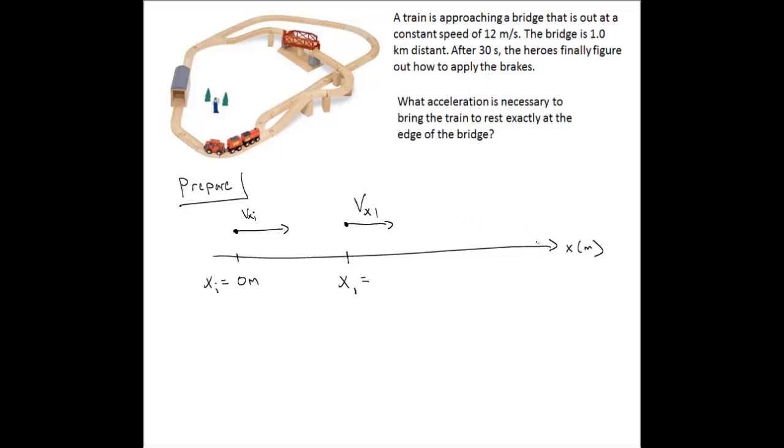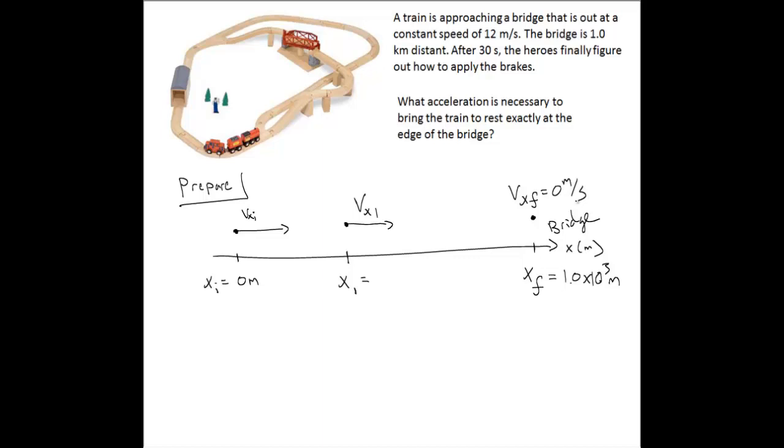And then at some point, the train is going to come to a stop exactly at the point where the bridge is out. So the bridge should be located 1 kilometer away from where they started. So let's make that in meters: 1 times 10 to the 3 meters. And so the train stops right there, right at the location of the bridge. And since it stops, we know that its final velocity is 0 meters per second.